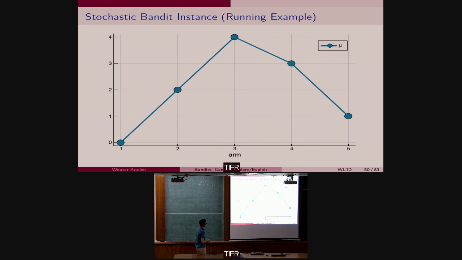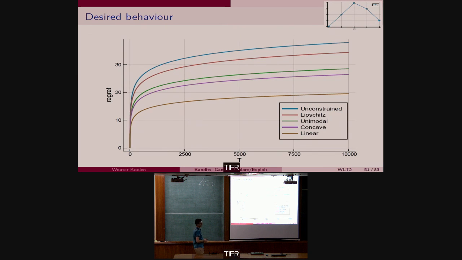Okay, so what I want to do right now is focus a little bit more on structure. Let's go back to this example where we have some profile of qualities of drugs. And what I want to get to is something that looks like this. I want to have algorithms that have a log T regret, but the factor that multiplies log T is informed by the structure that I impose.